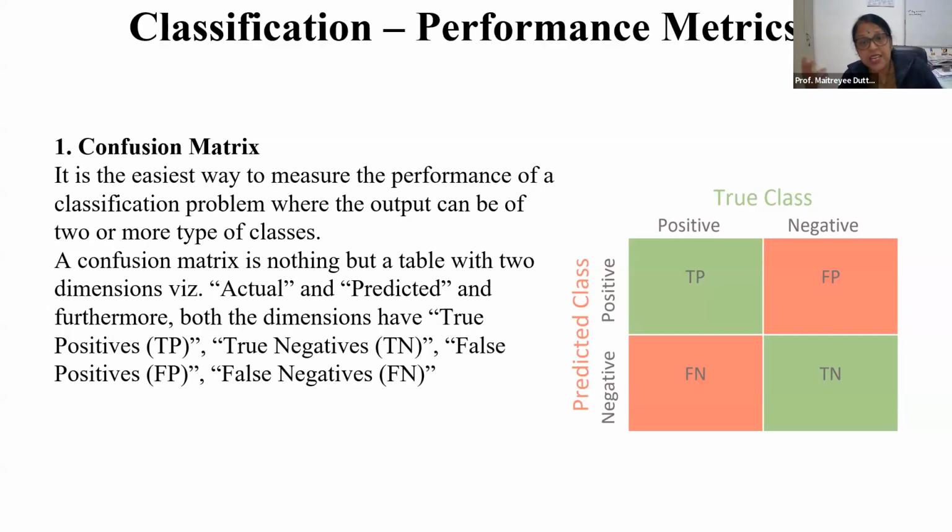False negative means originally it is positive, but your data is coming as false, right? True negative means it is negative and the data is also coming as negative. False positive means the data is actually negative, but the observed value is giving as true. That means this is wrong. False positive and true negative are on the negative side, right? True positive and false negative are on the positive side.